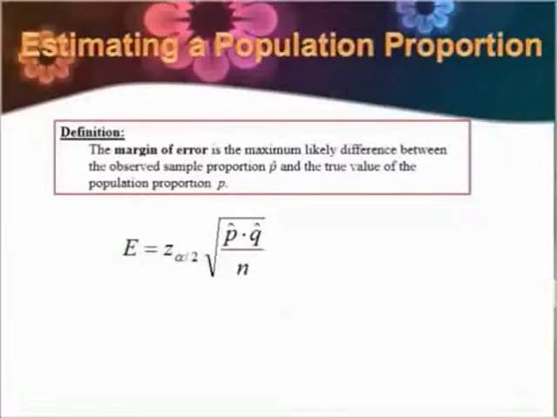We calculate margin of error with this formula. We first find our z sub alpha over 2, in other words our critical value, and we multiply that times the square root of our sample proportion p hat times q hat, which is always 1 minus p hat, divided by n, or the sample size.